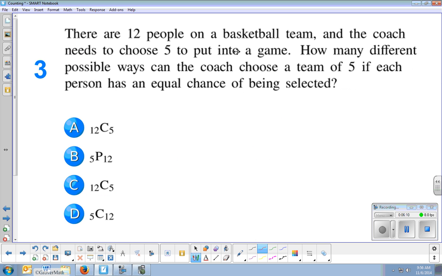There are 12 people on a basketball team, and the coach needs to choose 5 players to put in the game. How many different ways can the coach choose a team of 5 from his 12 players? So again, is there a distinction in the selection? Are we saying he needs to pick a guard, a center, a forward? Obviously we know that if you know basketball, but no, they were not distinguishing. He just needs to pick 5 people. There's no distinction between the 5 people. That's why it's an NCR question.